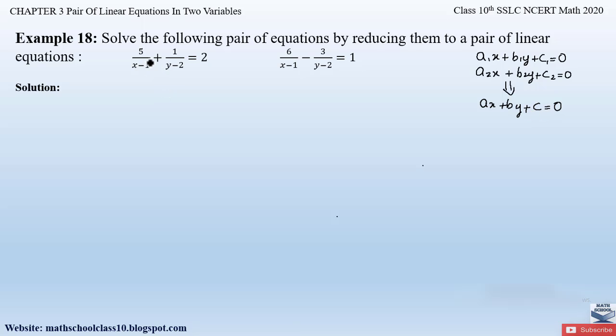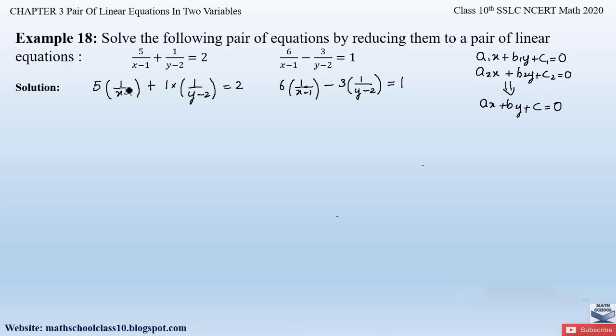So the first equation given here is 5 by (x minus 1) plus 1 by (y minus 2) equal to 2. Let us try to separate the numerator and denominator and write it in this form, that is 5 into 1 by (x minus 1) plus 1 into 1 by (y minus 2) equal to 2. Now similarly let us do the same with the second equation. Let us separate the numerator and denominator here: 6 into 1 by (x minus 1) minus 3 into 1 by (y minus 2) equal to 1.